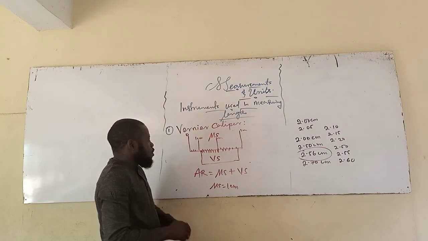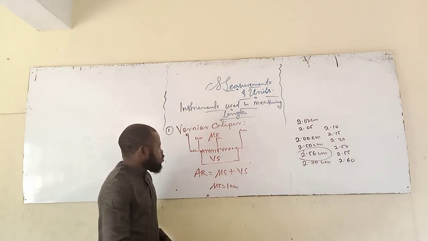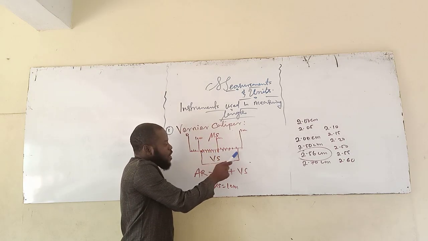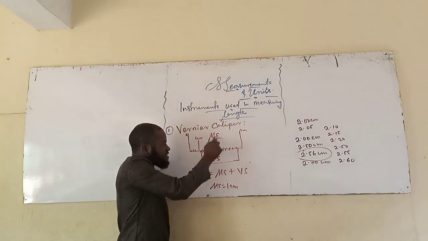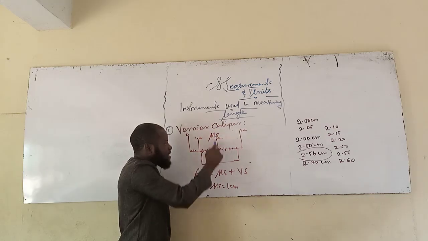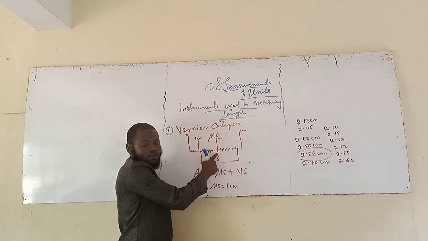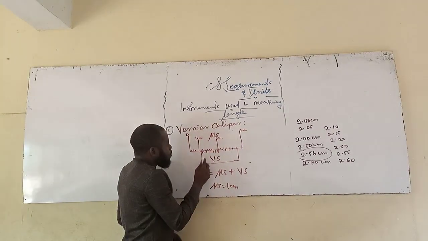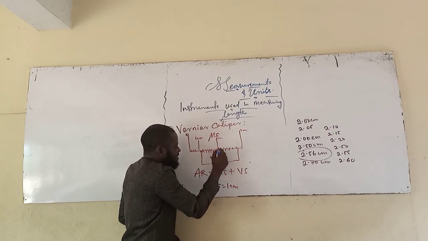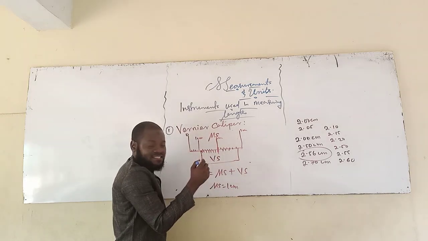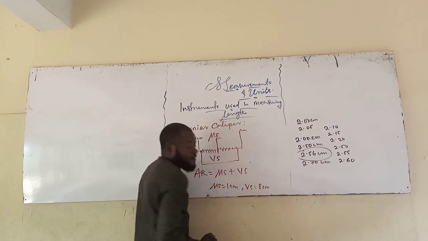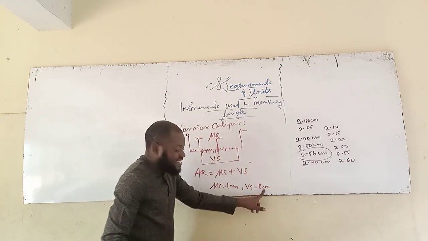If that should be the case, what will now be the reading of the vernier scale? For the vernier scale reading, you check all these small lines. Where any line on this vernier scale is in line with a line on the main scale, that will be the reading for the vernier scale. So, let's count. 1, 2, 3, 4, 5, 6, 7, 8. It is at the 8 that it is already kissing. Are you getting it now? Therefore, the vernier scale reading is 8.